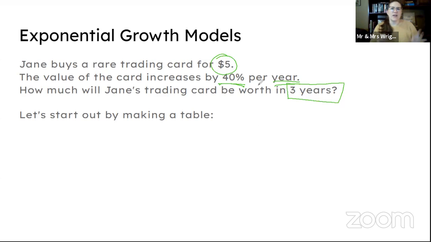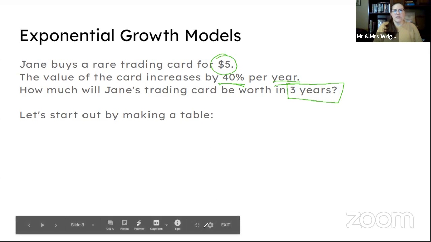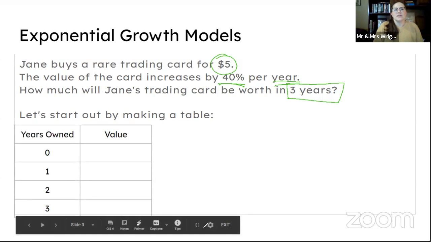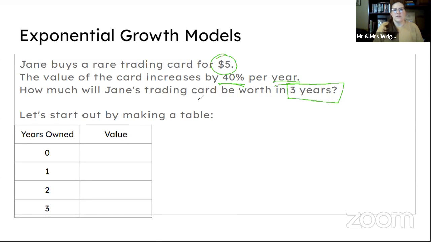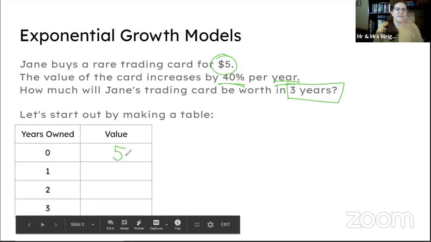All right, so I've gone in with my pen and I've kind of highlighted some important information that we need to pay attention to. And I think the best place to start is going to be by making a table. And so I have here a table, our input value, the years owned, and our output value, the value of the card. So before she owned it, or the first year that she owned it, how much was it worth? It was worth exactly what she paid for it, $5.